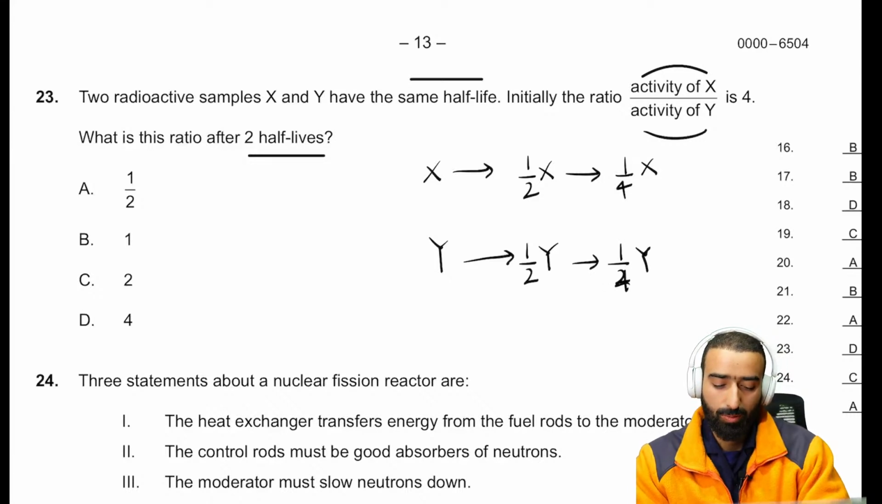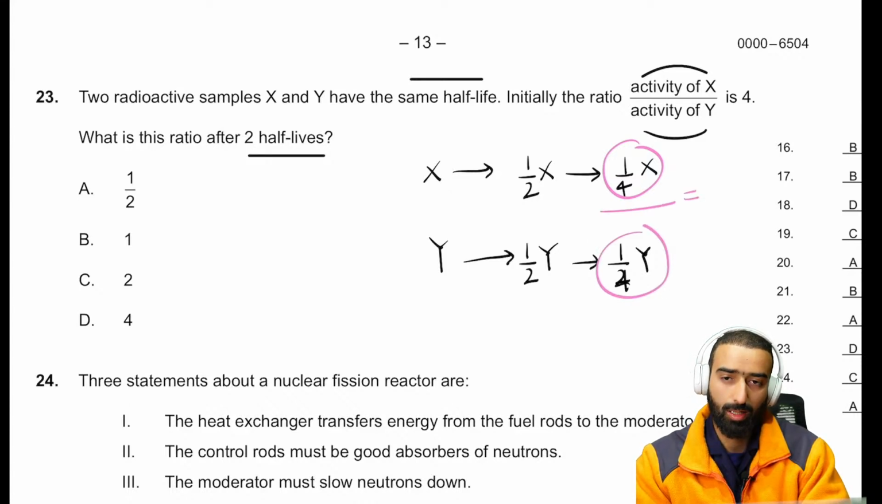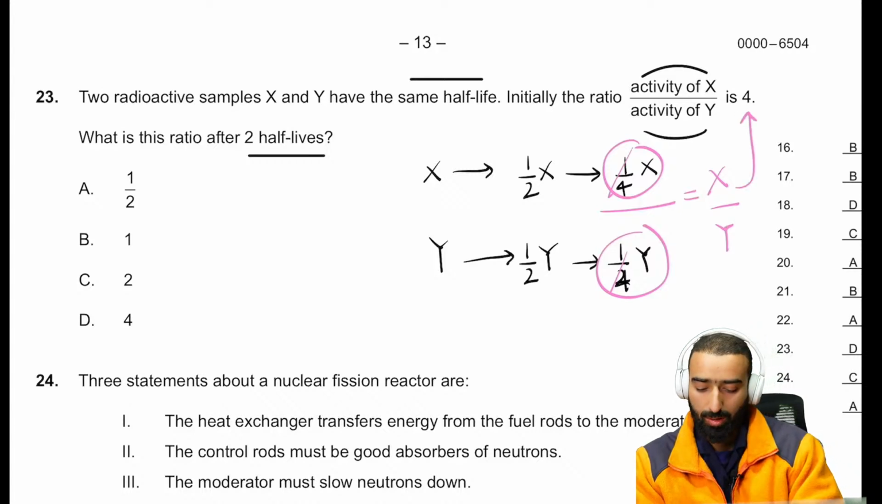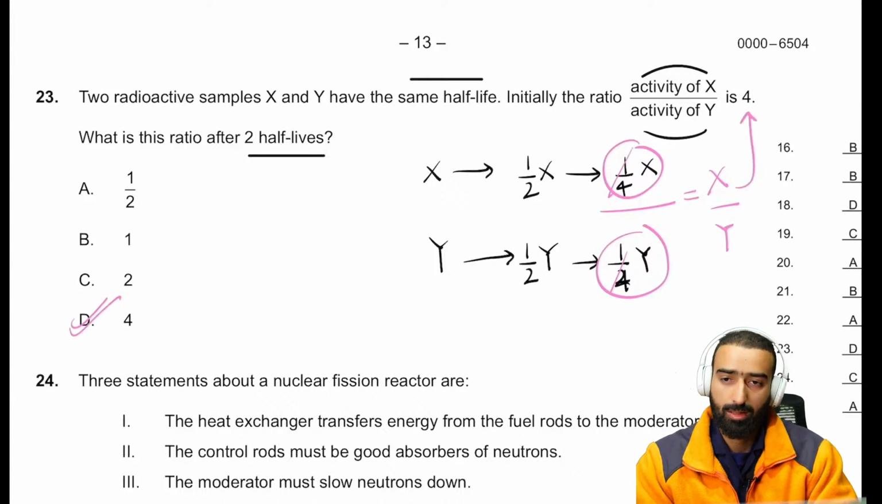Now we want to divide this activity with this. It's the same thing as we had earlier. Half and half will cancel. We have the activity of X to activity of Y, which is 4. So the correct option is D.